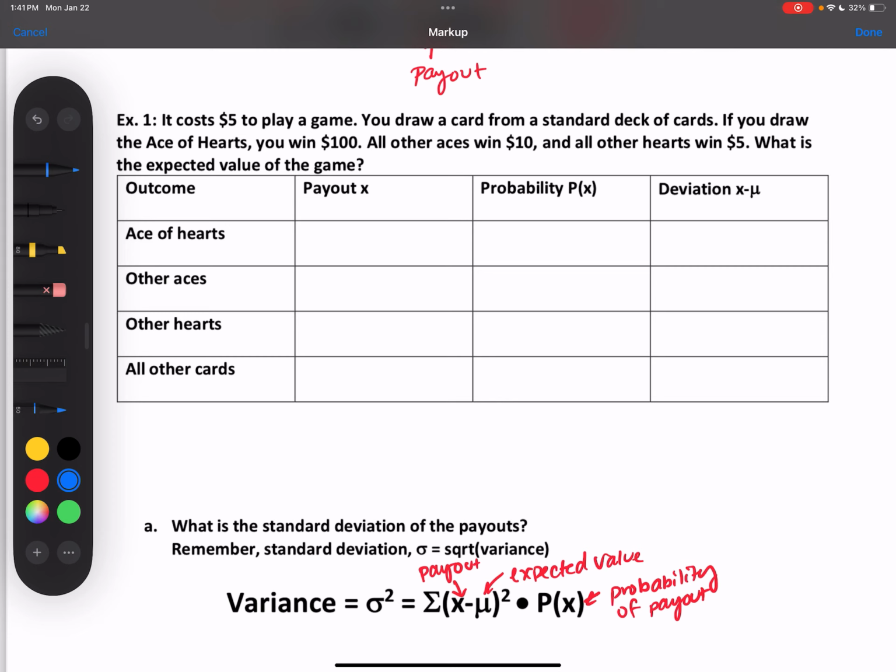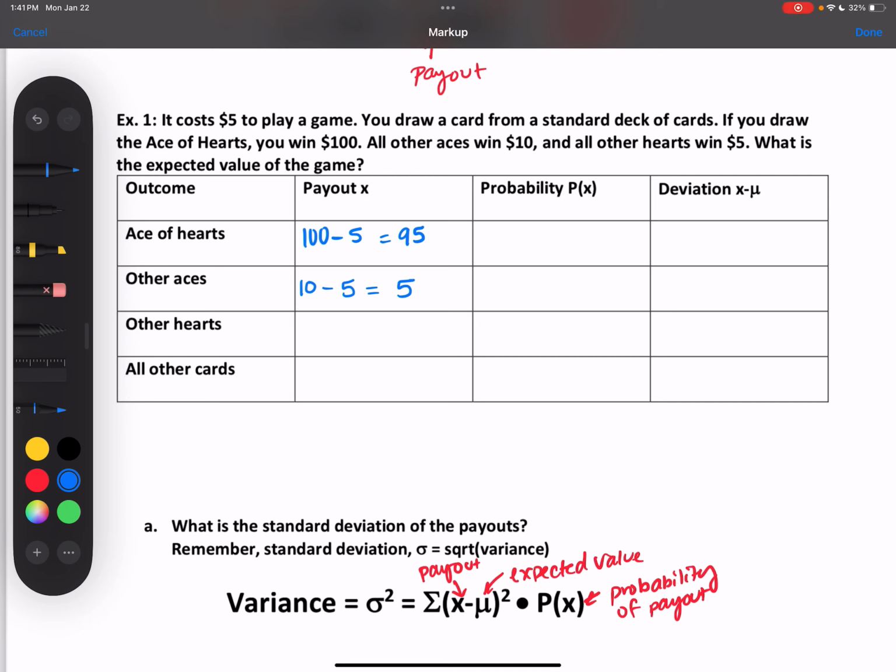All right, so it costs $5 to play the game, okay? But if you get an ace of hearts, you win $100. If you get an ace of hearts, 1 out of 52. Okay, so the payout is going to be 100 minus the 5 that you pay to play. So your actual payout is $95. All other aces win $10, so that one starts off with 10, but we paid 5 to play, so the actual payout is $5.